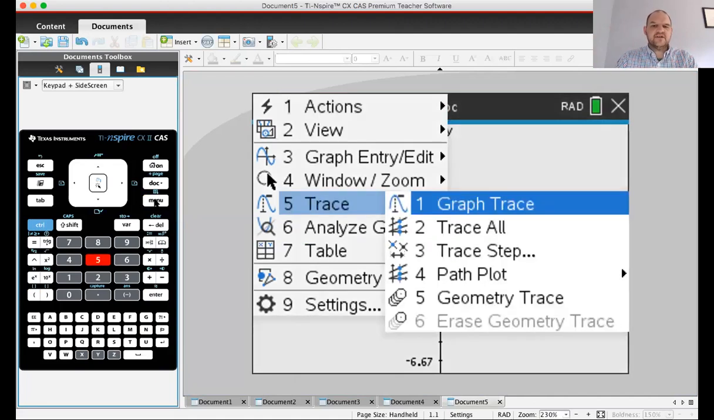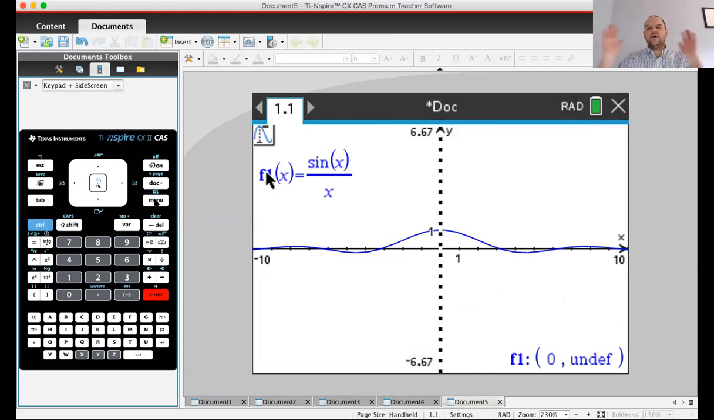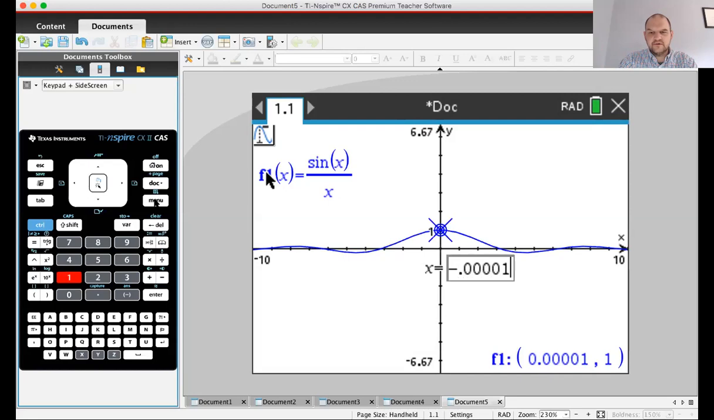So what should I do? I'm going to trace. Try to trace at 0, undefined. But look at that thing. If I put in 0.0001, I get 1. That's very close to 0, and I get 1, or very close to 1. It's actually rounded. Negative 0.0001, I get 1. I think there's a compelling argument here that this limit is 1.